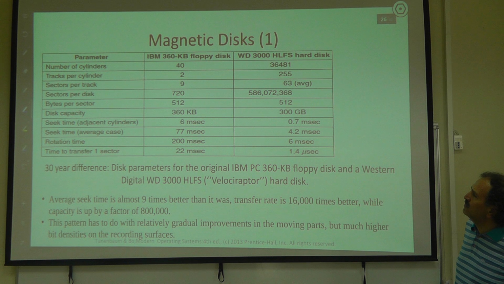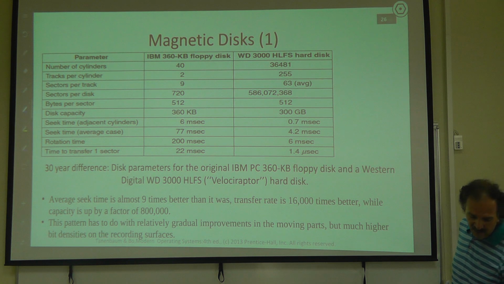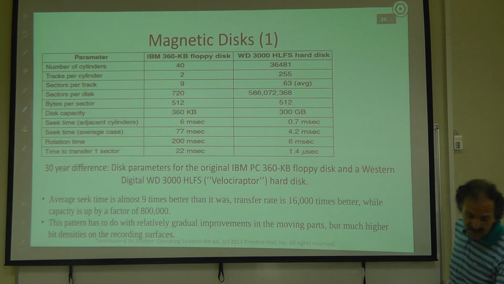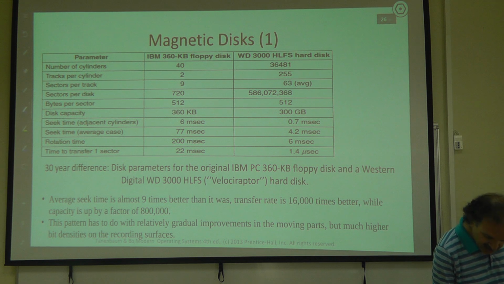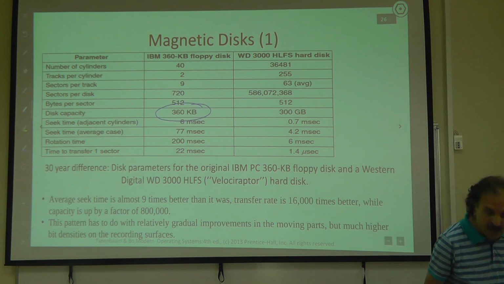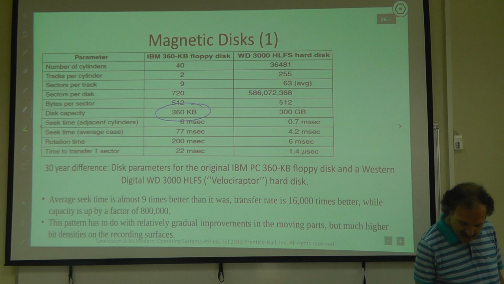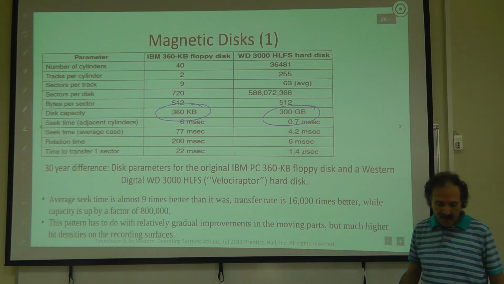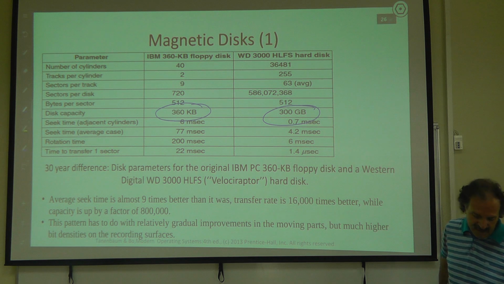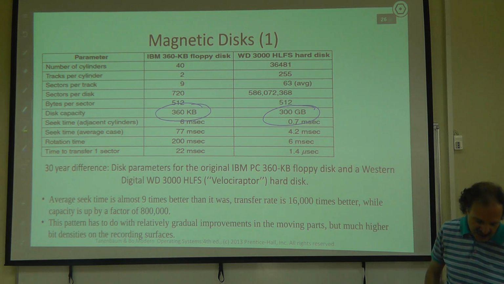So these are two disks being compared. This one is from the original IBM PC from 1985, and this is a very new one. This is a floppy disk actually. This is a 360 kilobyte disk, and this is a 300 gigabyte disk. So we are trying to compare them. What has changed in 30 years?